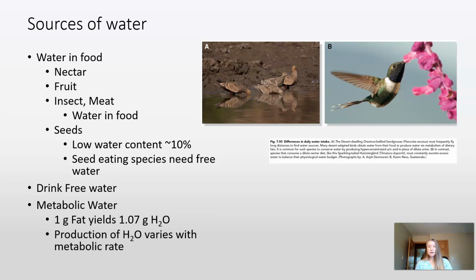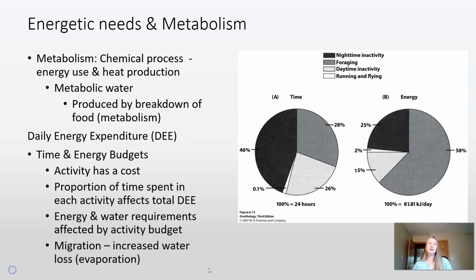There's also metabolic water. The process of metabolism creates water. So 1 gram of fat yields about 1.07 grams of water. So burning fat will produce water. And production of water is going to vary with reproductive rate. Your energetic needs are going to be affected by your metabolism, and metabolism is a chemical process that uses energy for energy use and heat production to maintain bodily functions. Metabolic water, as I mentioned, is produced from metabolism. It's from the breakdown of food.